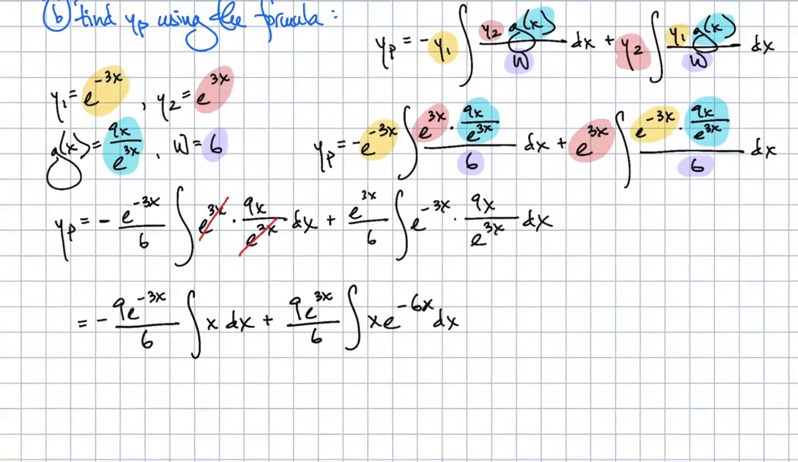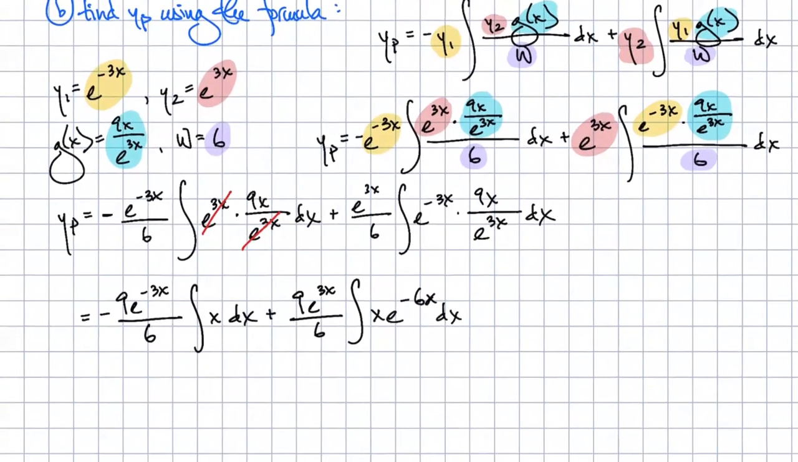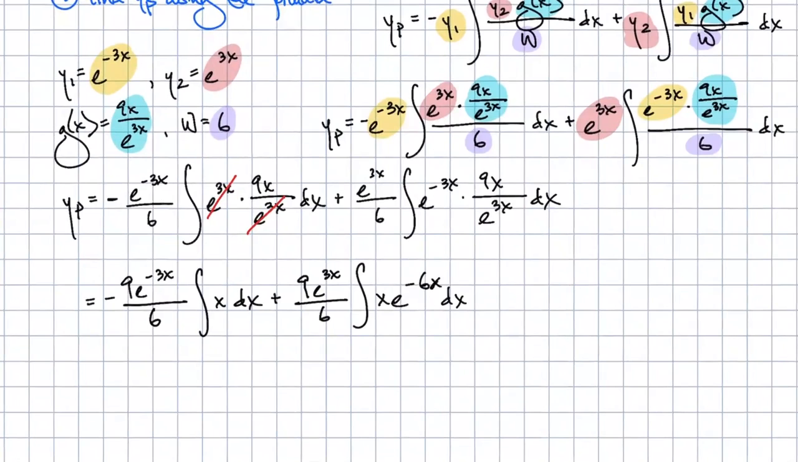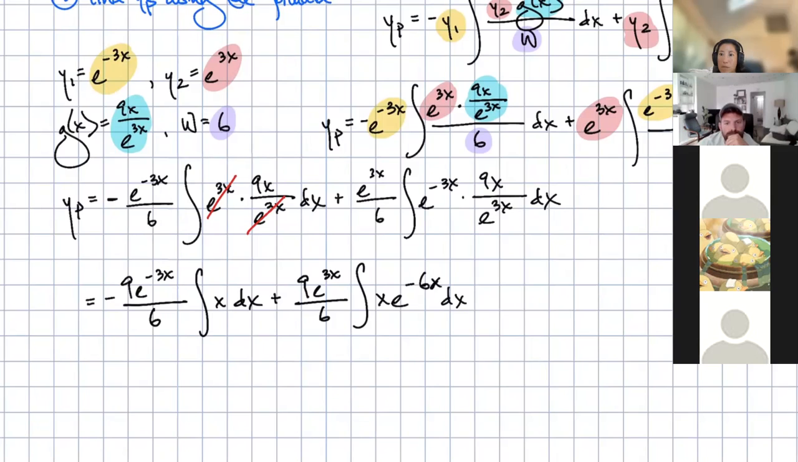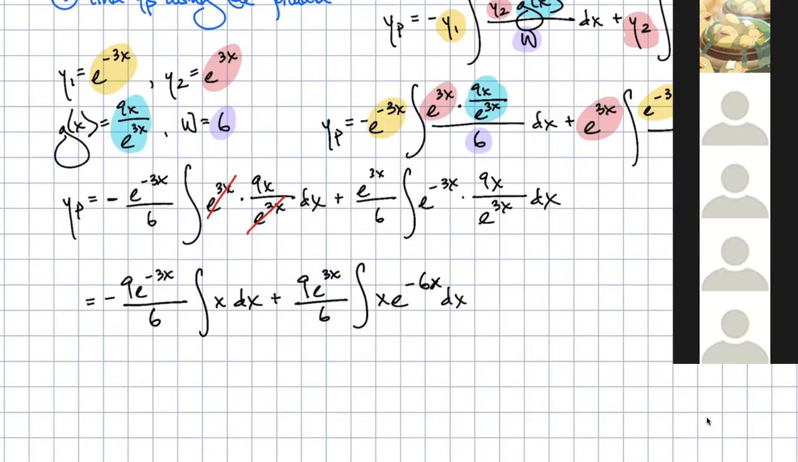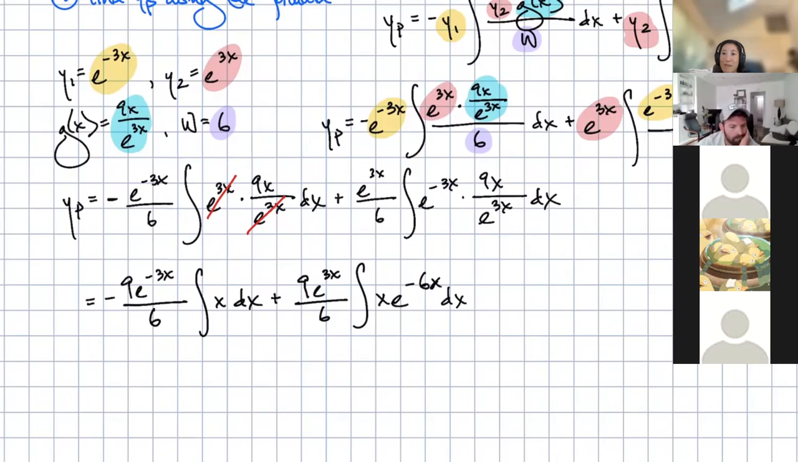All right. So how are we doing so far? We've simplified the first one, we've simplified the second one. Okay. So now that we've simplified these, that first integral is just the integral of x. That should be like, thank goodness, it's just an integral of x. I don't need to worry about much else.